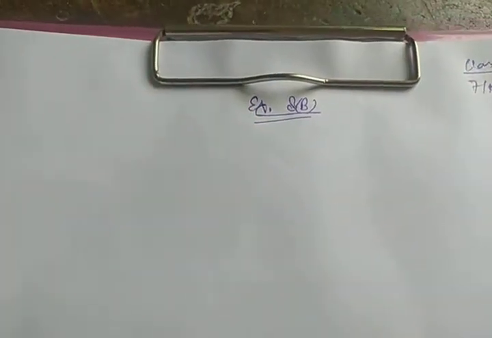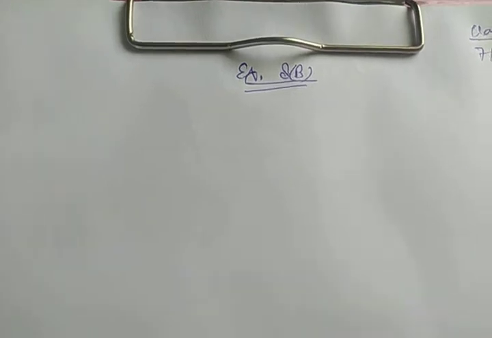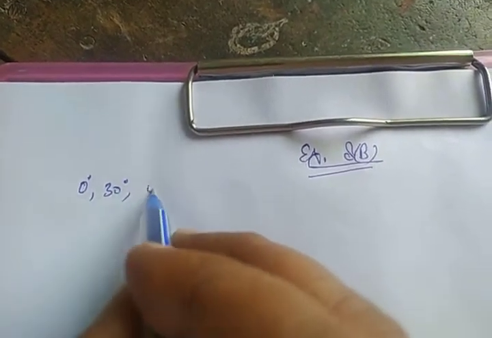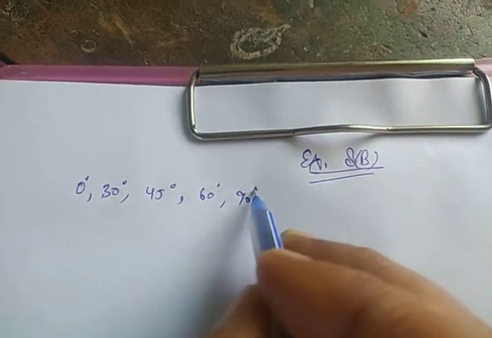Hello बच्चों, today I will start exercise 2.28b. In this exercise we will learn about the trigonometric ratios of certain specific angles. Those angles are 0 degree, 30 degree, 45 degree, 60 degree and 90 degree.